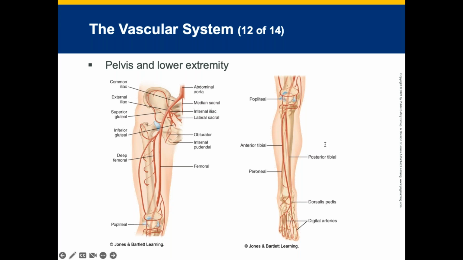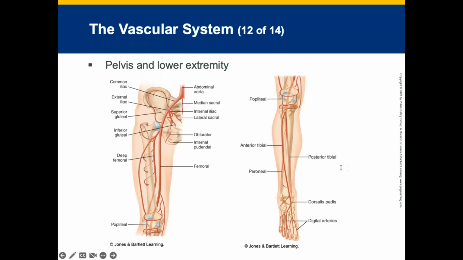So the pelvis and lower extremities. At the level of the fifth lumbar vertebra, the aorta divides into two common iliac arteries. The external iliac artery becomes the femoral artery. The femoral artery then becomes the popliteal artery in the lower thigh.